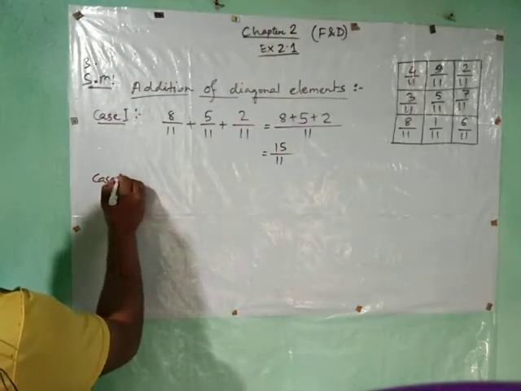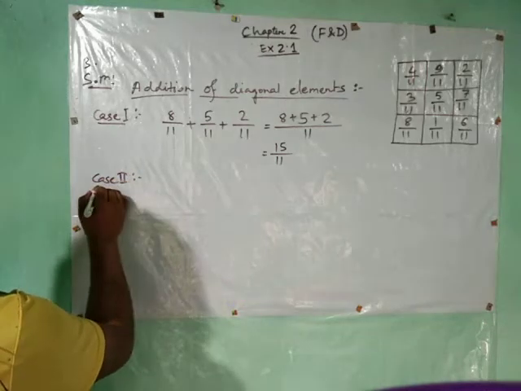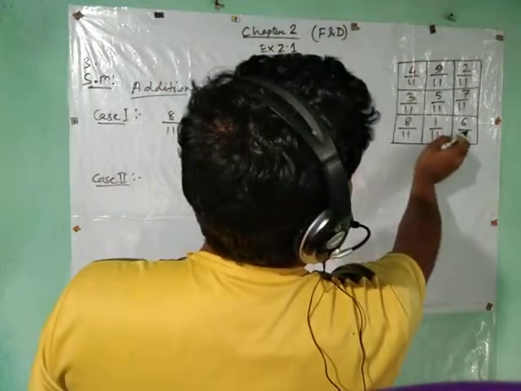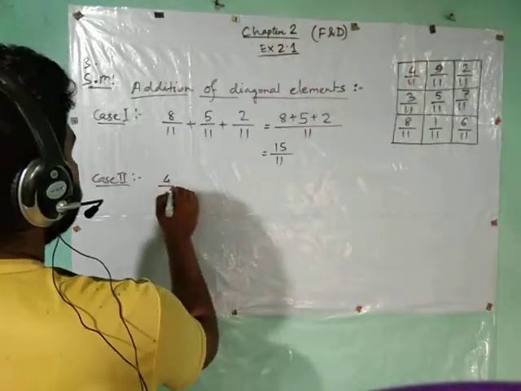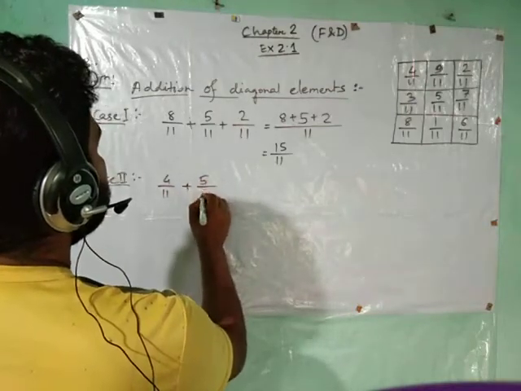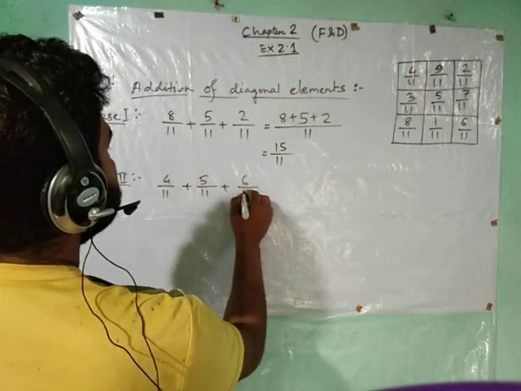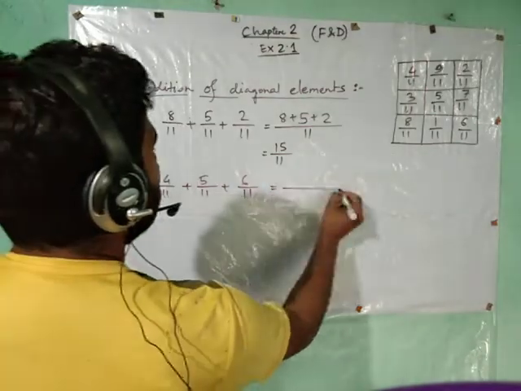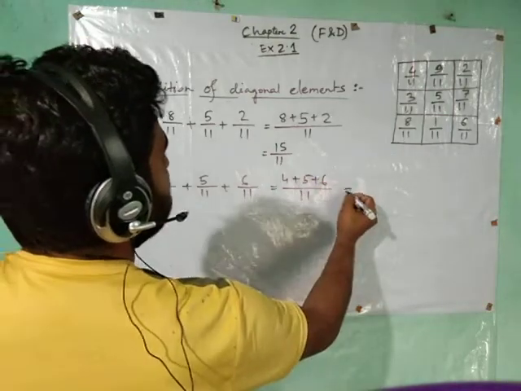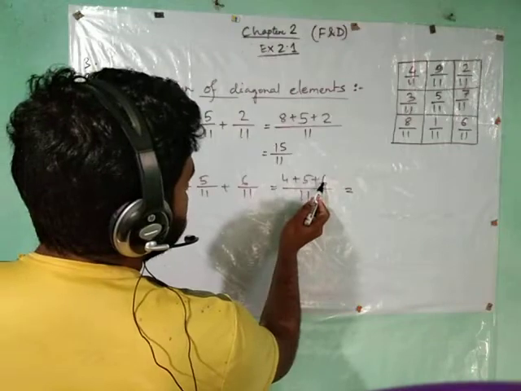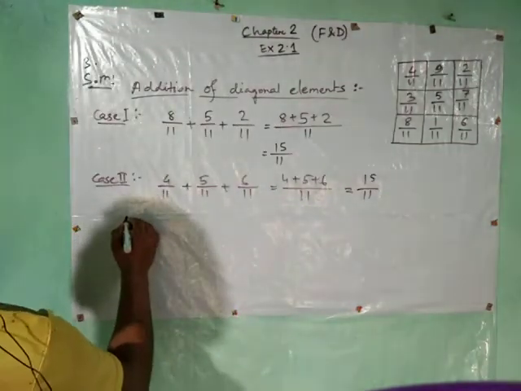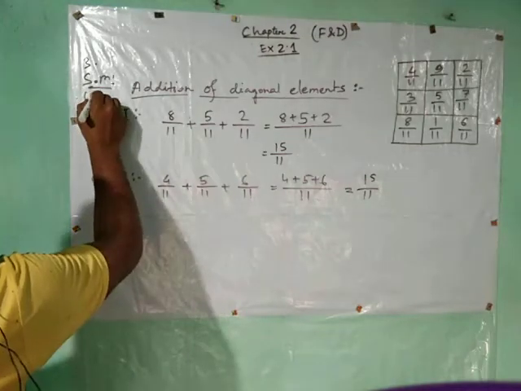Now case 2. Take this diagonal: 4 by 11 plus 5 by 11 plus 6 by 11. Now add them, how much will you get? 4 plus 5 plus 6 divided by 11. 4 plus 6, 10, plus 5, 15. Again you are getting 15 by 11. Now you can put A here for this addition.